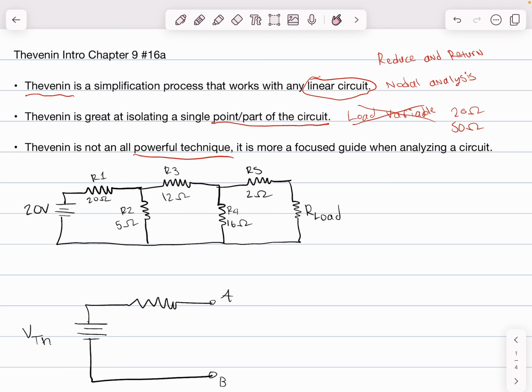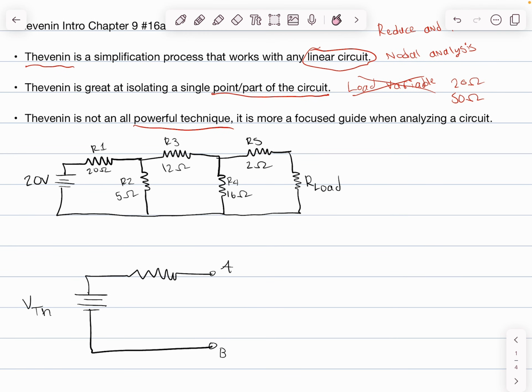If we scroll down, this will be the circuit we're working on. It is from chapter 9. It is problem 16a. And in this circuit, before we get started, I'm just going to label what we have. We have one 20-volt battery, and then we have a total of 6 resistors, R1 all the way to R5, and then we also have our R load.